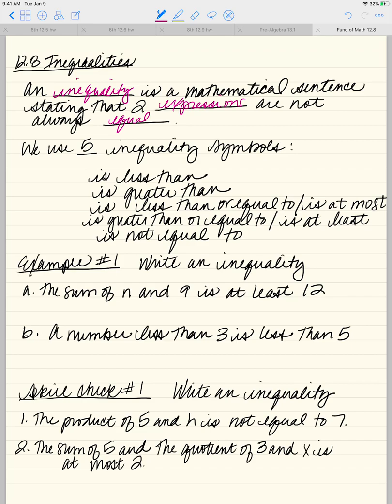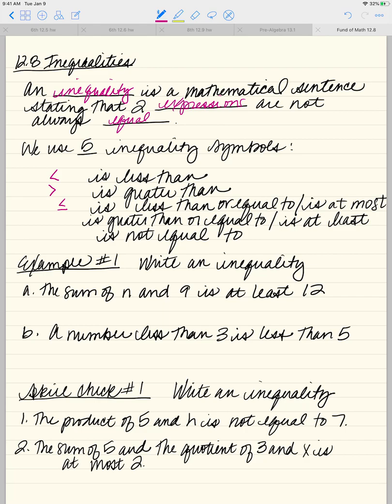We have is less than, that one. We have is greater than, that one. We have is less than or equal to, which also means is at most. That might be a new phrase for you, okay? Is at most. So is less than or equal to is at most. That means it cannot get bigger than whatever that is.